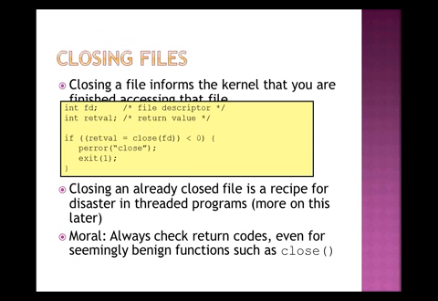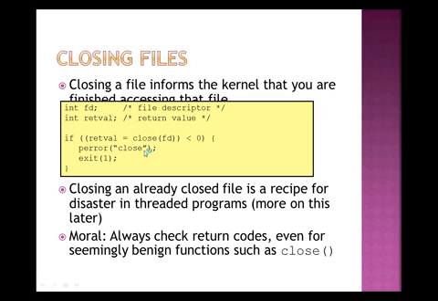Then next is closing a file. So one is opening a file by using the open function. Next, closing a file informs the kernel that you are finished accessing that file. Again using the same variables, int fd and int retval, that is the return value. This is a file descriptor. Then it uses an if condition, that is, if the return value is equal to close(fd).